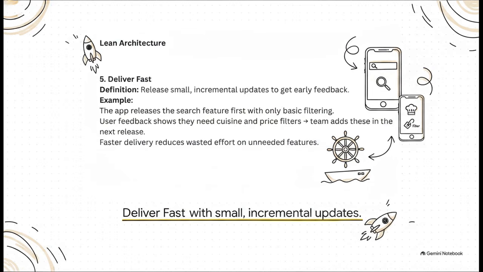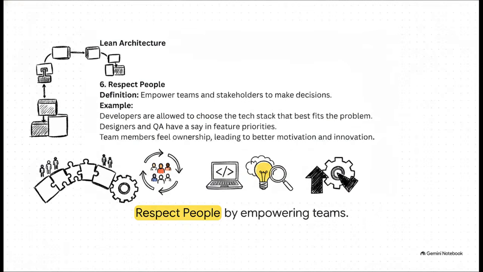You completely sidestep wasting effort on features nobody actually asked for because the user is the one steering the ship. Principle 6 pivots from the tech side over to the human side. Respect people. You literally have to empower your team and your stakeholders to actually make decisions.